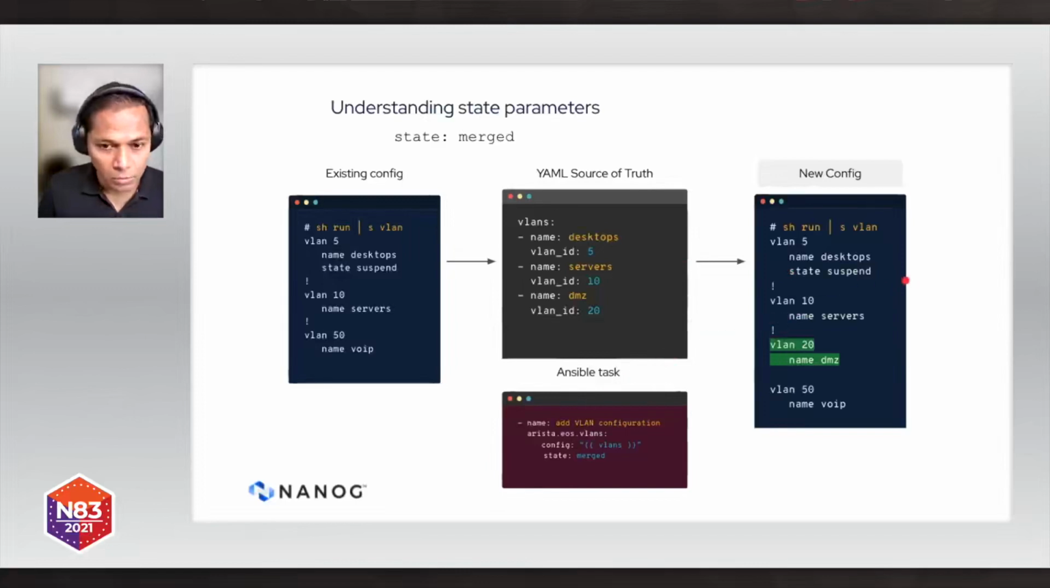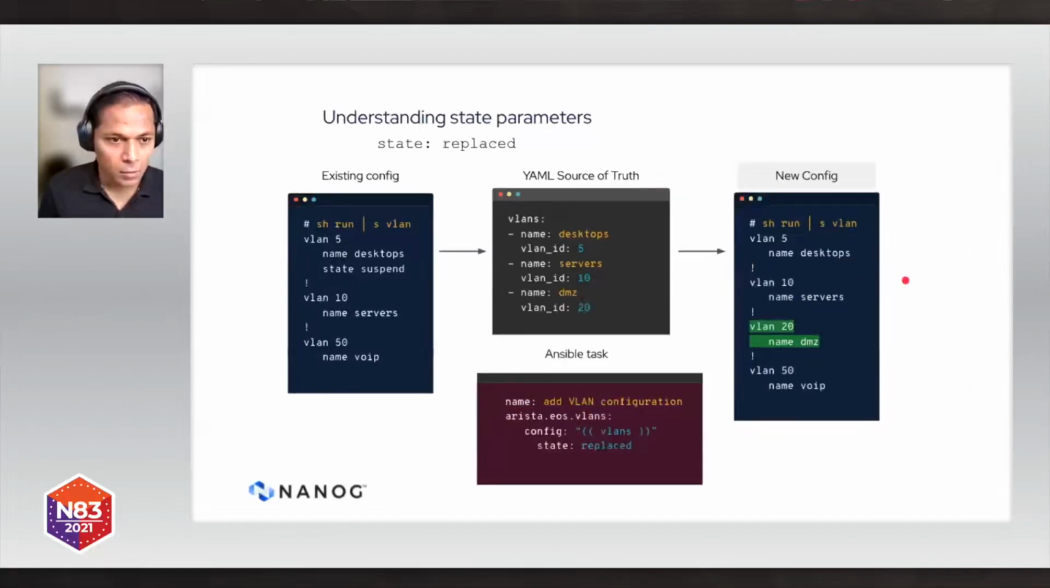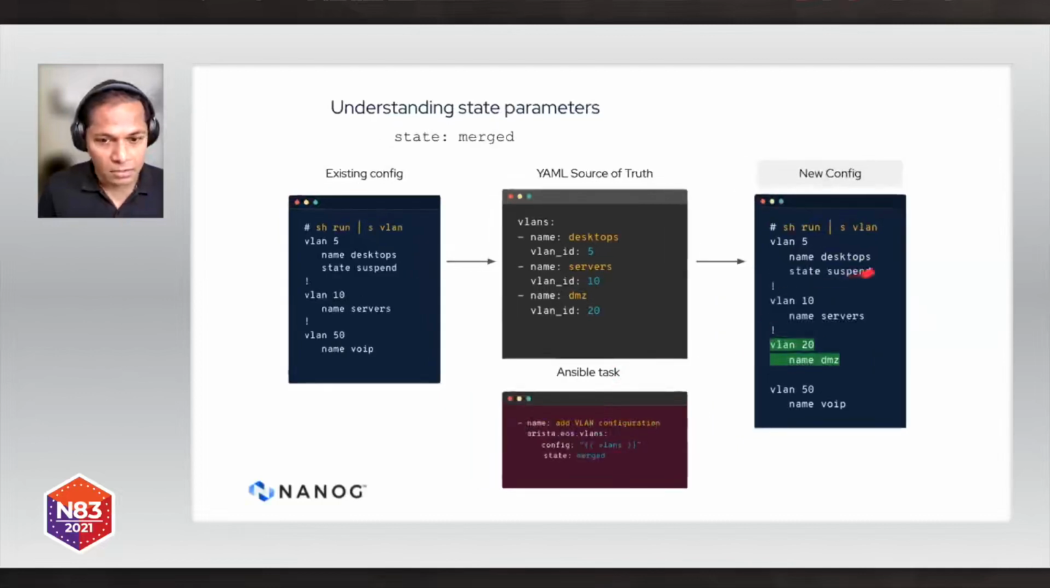But if you want to remove the suspended state, you'll have to use the replaced state. Here again, 20 is missing from my YAML source of truth. When I run this particular module with state replaced, it will add VLAN 20 with name DMZ, but it will replace my VLAN ID 5 config stanza here. It will only have name desktop, and state suspended is removed since I'm using state replaced. With state merged, this particular config was not removed.